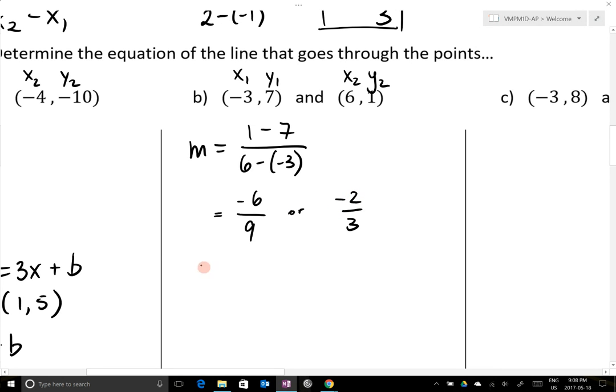Take your equation, y equals mx plus b, put in your slope, -2 over 3, multiplied by x plus b. Now the mission is to solve for b. Substitute a point. That's what you've got to do.